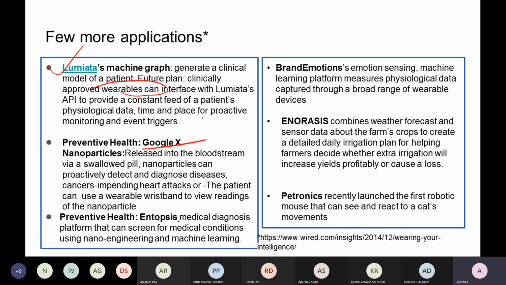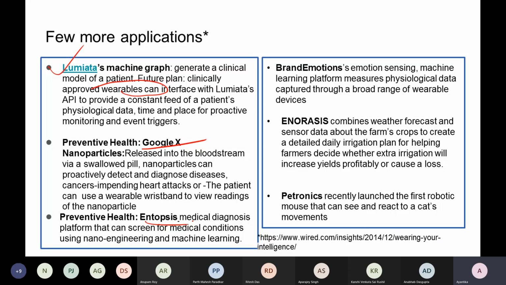When I say readings, it is not just whatever readings the particles are acquiring. Based on those readings, there will be some prediction, and for that you have to go through the prediction step of your machine learning model, and after that the prediction results will be shown in that wristband. Similarly, another initiative is Entopsis, where through nano engineering and machine learning, medical conditions will be checked.